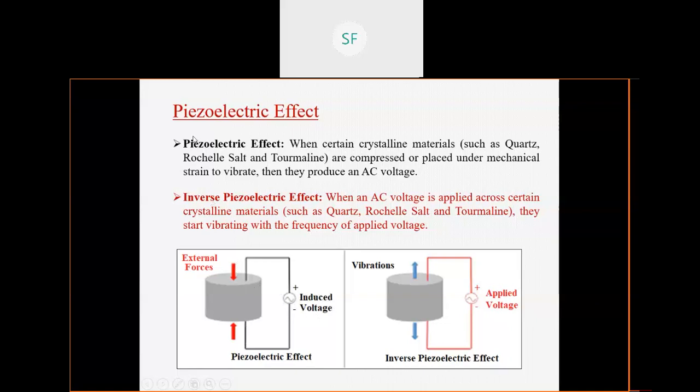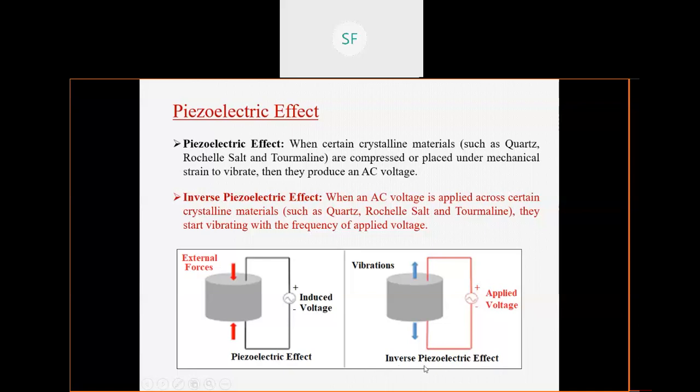Piezo is nothing but to press. When you press your crystal, electricity is generated, right? So this is called the piezoelectric effect. Generally this induced voltage is an AC voltage. I hope this is clear to you now. When you press the crystal or apply any mechanical strain to the crystal, it will generate some voltage, that is, some voltage will be induced across it. So this effect is called the piezoelectric effect.